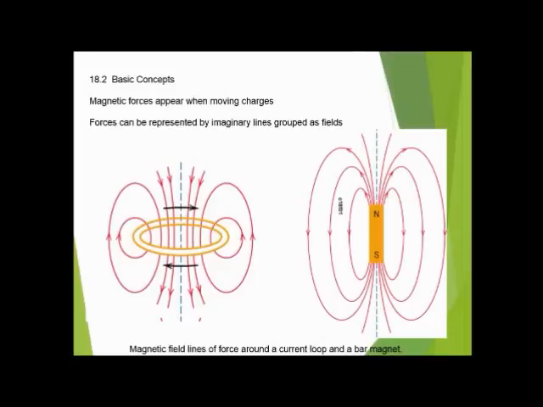The magnetic force appears whenever there are moving charges. Whenever a charge moves from one place to another, a magnetic force appears around it. These forces are represented by imaginary lines. You can see these are the magnetic field lines.